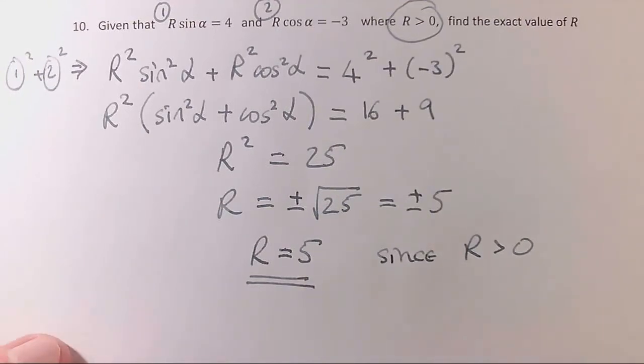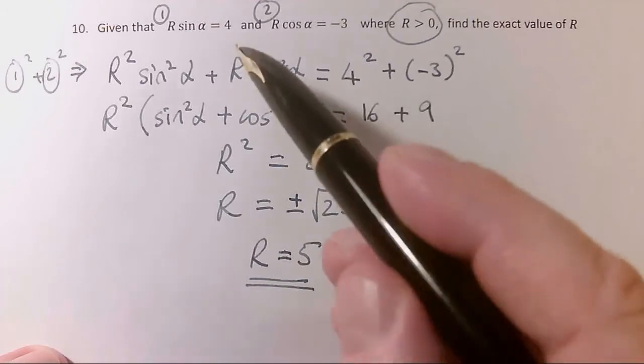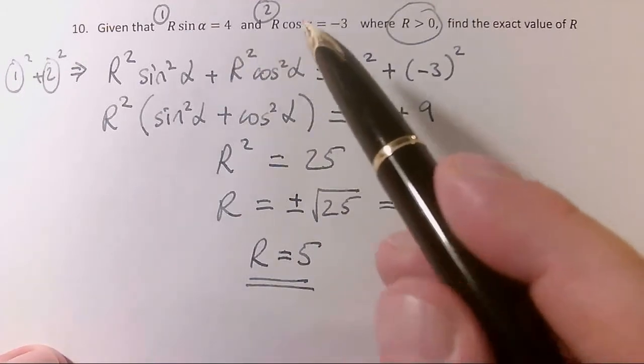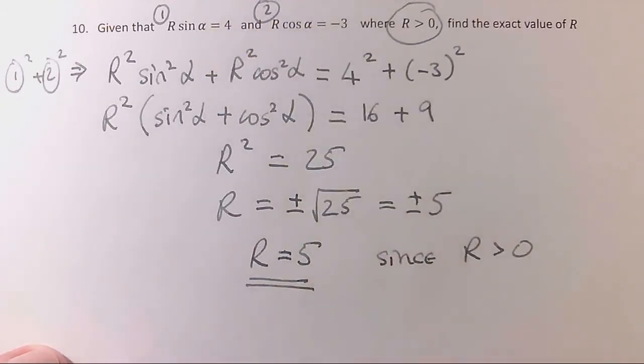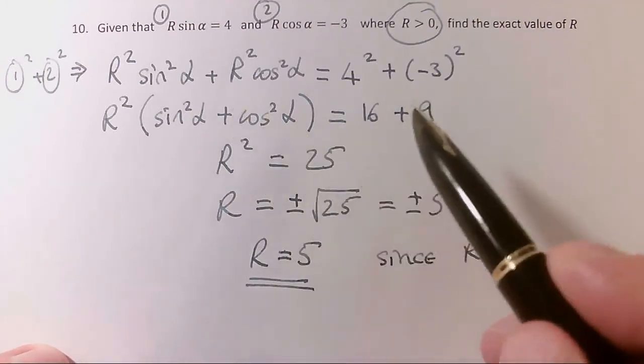Okay, so that's a little trick. This kind of situation, we're going to see it again quite soon, where we get r sine alpha and r cos alpha, and the easiest way to get r out of that is to use this trick of squaring and adding.